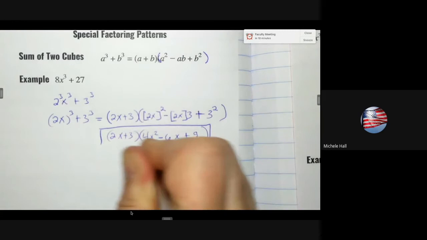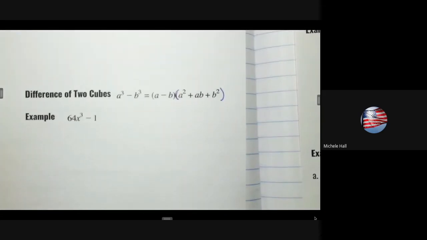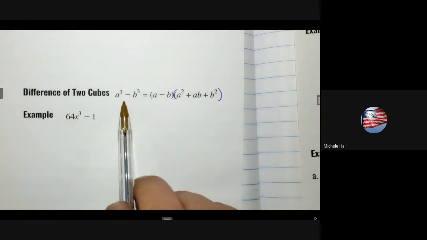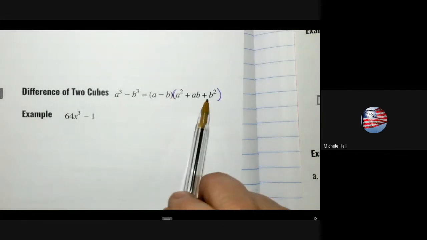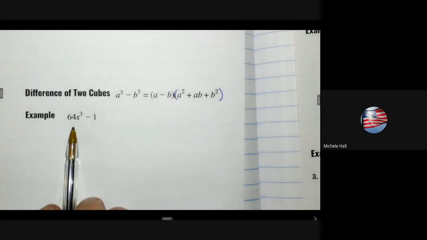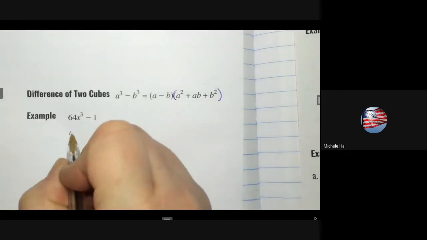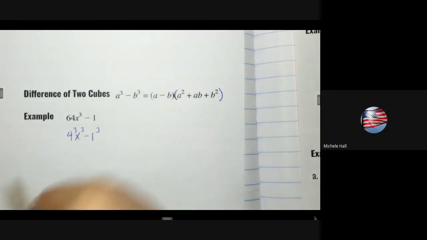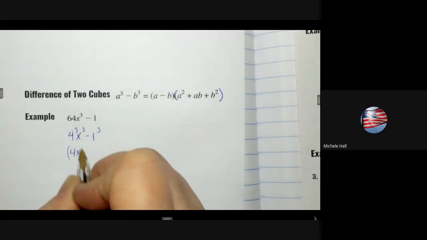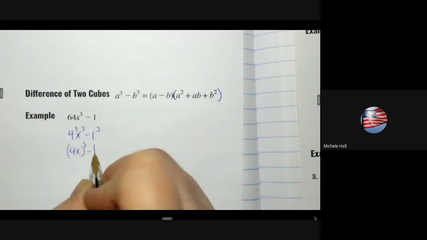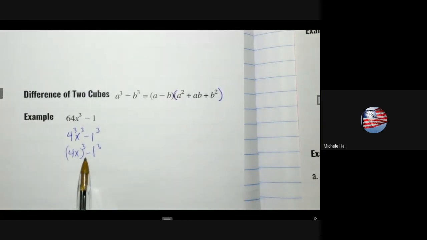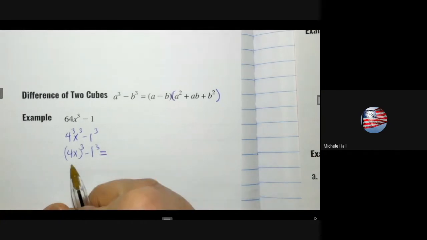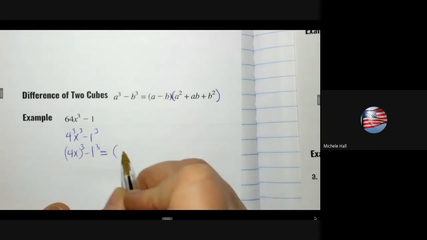Final answer for factoring. Example 2, now we have the difference of cubes, and the pattern is the same. It's going to be a minus b, and then it's all plus signs. First thing, need to make this look like a cube. So that's going to be 4 cubed, x cubed minus 1 cubed. And again, 4x cubed minus 1 cubed. Now I have the difference of cubes. I can clearly see what those numbers are going to be. So we take exactly what we see, 4x minus 1.